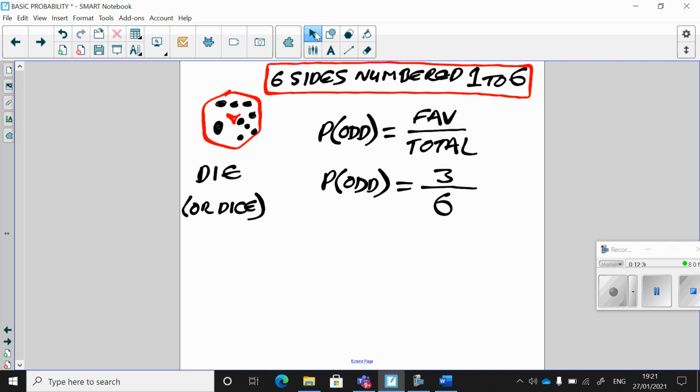3 over 6, what do you think? Can it get reduced as a fraction? I think 3 can divide into the top, and 3 can divide into the bottom to give me 1 over 2, or a half, or 0.5. However you want to express it. That looks okay to me. Right. Okay.